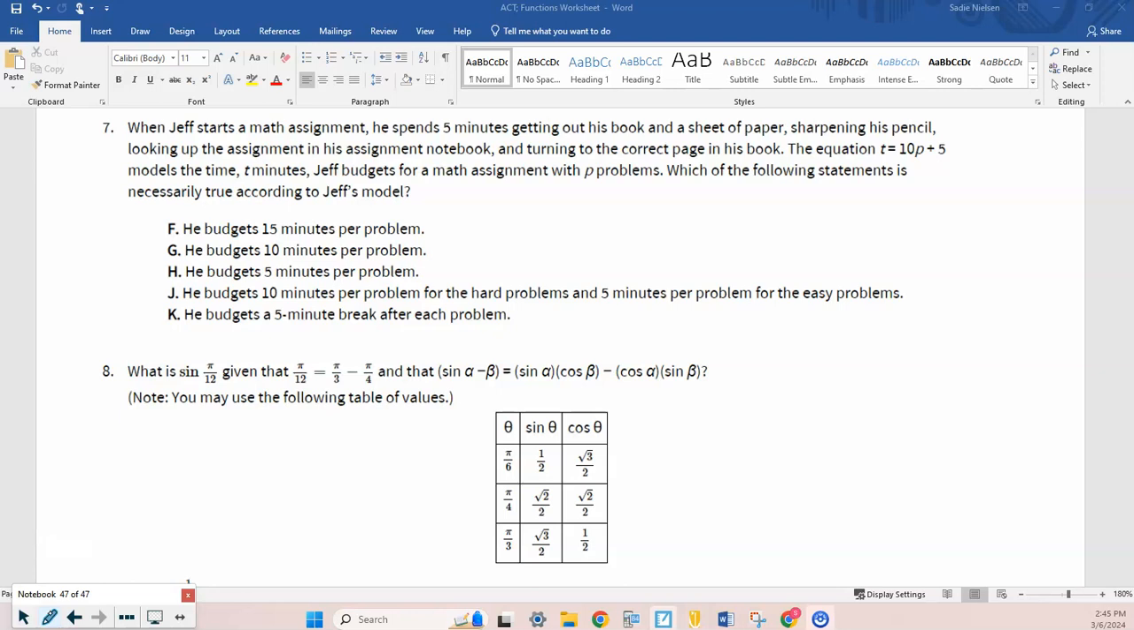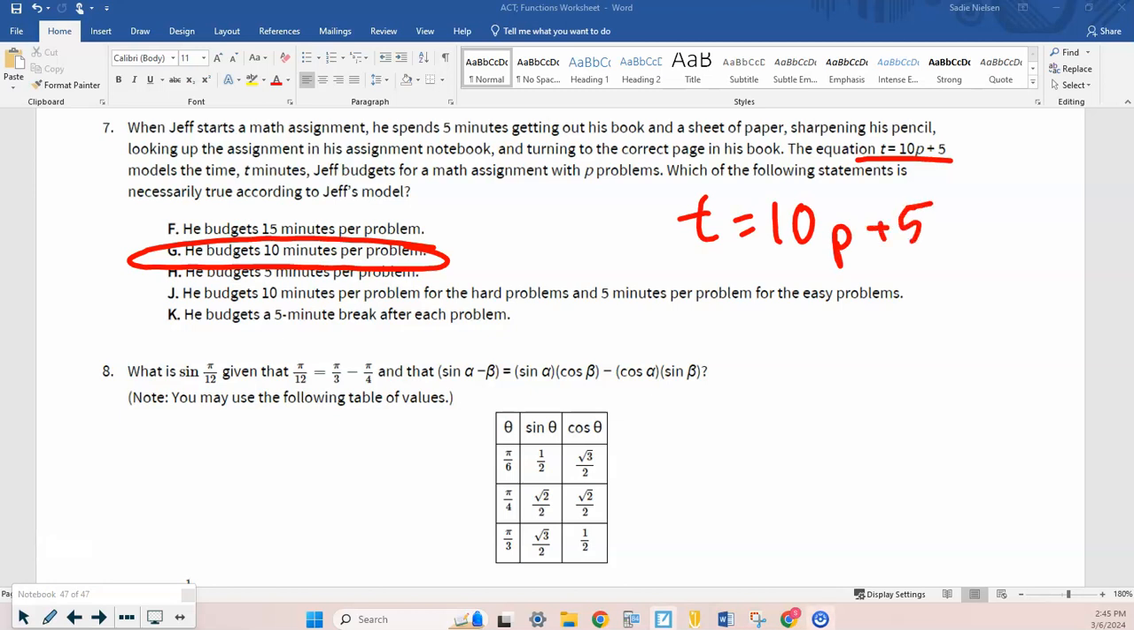Alright, you're correct, folks. It is G. Because that's the slope of your line, right? So right here where it says T equals 10p plus 5, that means 10 minutes per page plus the 5 minutes from the starting time. So every time he does another problem, it adds on 10 minutes to his included minutes.